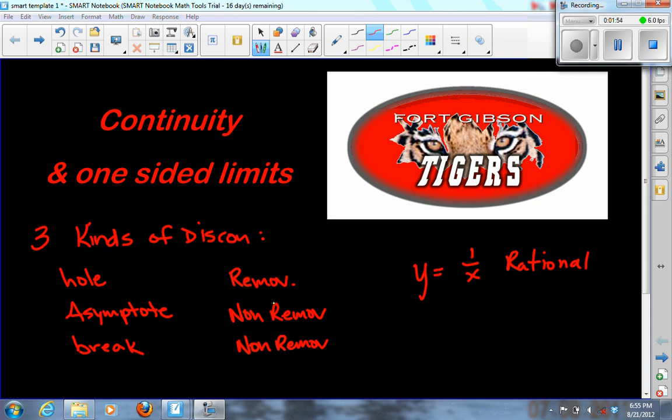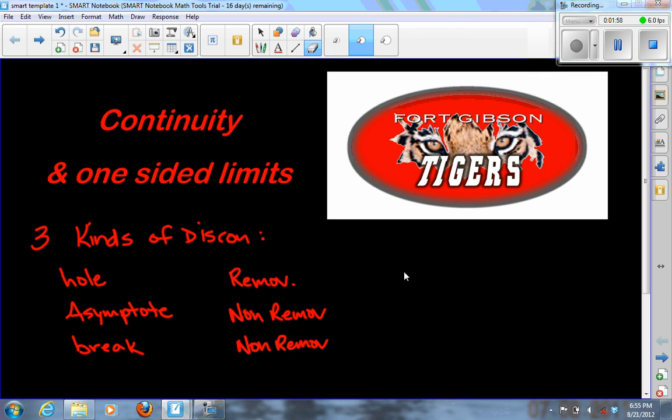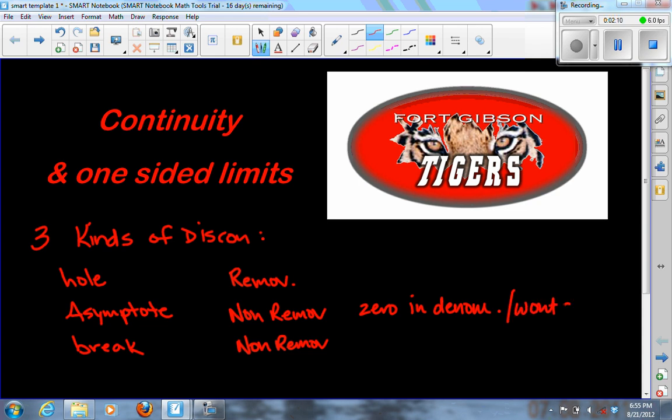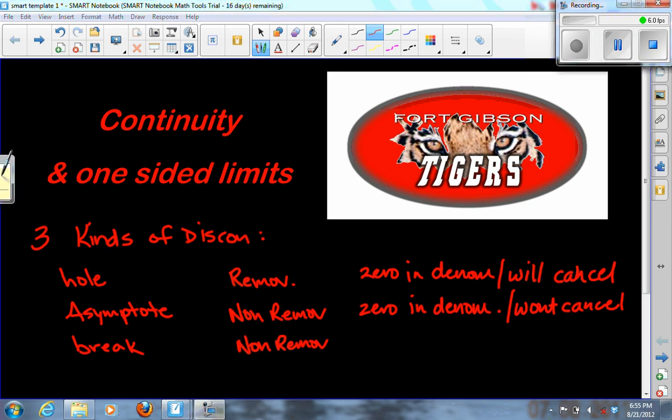And asymptotes happen when the bottom, or the denominator, has a 0 in it that won't cancel. So, 0 in the denominator that won't cancel. These have a 0 in the denominator that will cancel with the numerator. And I'll pause it and make some examples to show you what I mean.